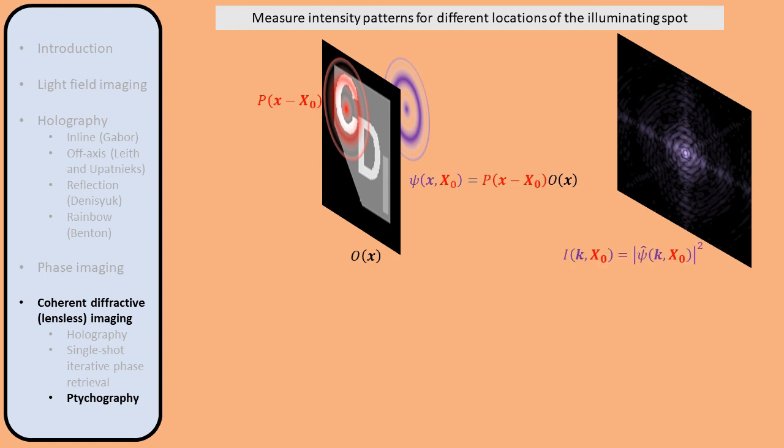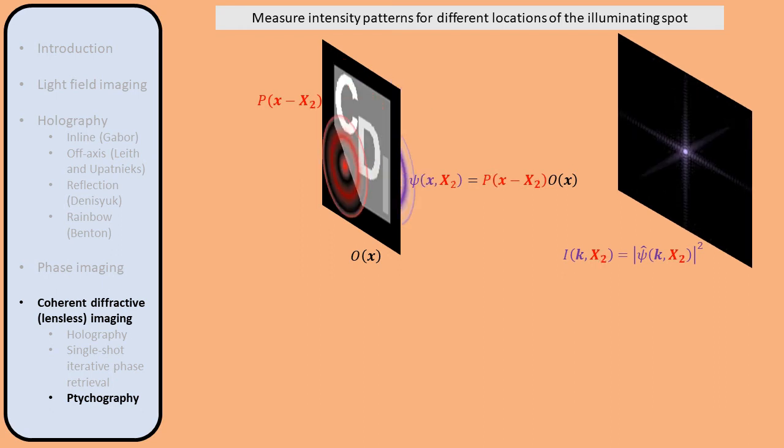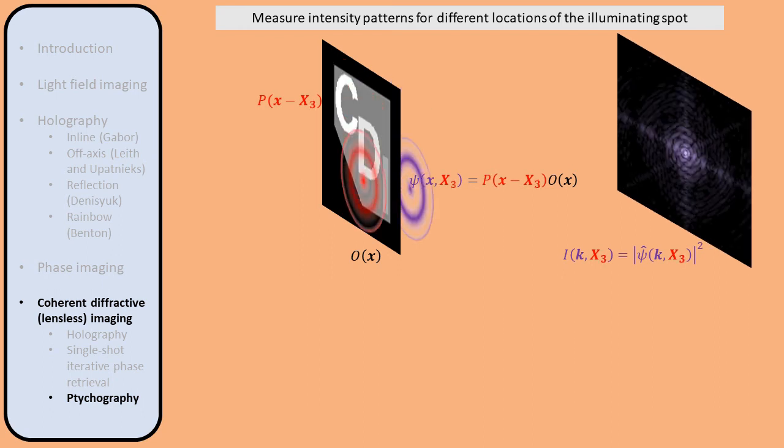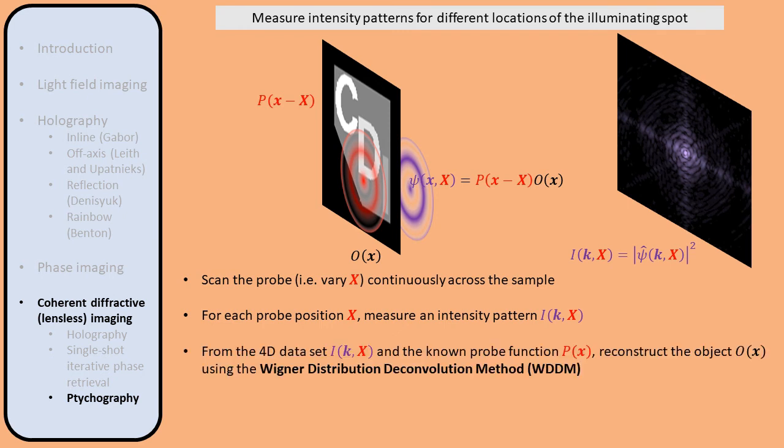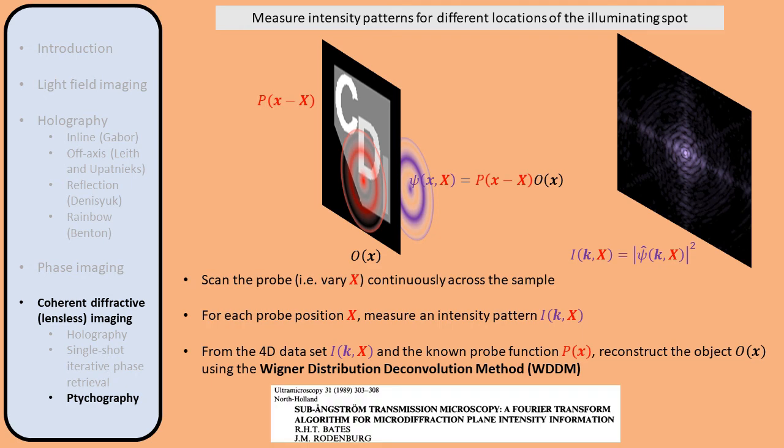As we shift the probe across the sample, we detect multiple diffraction patterns which we will use to reconstruct the object. We vary the probe position continuously across the sample and measure the intensity patterns for all positions. From this four-dimensional dataset and the known probe function, we can reconstruct the object using the Wigner distribution deconvolution method, which was proposed in 1989.